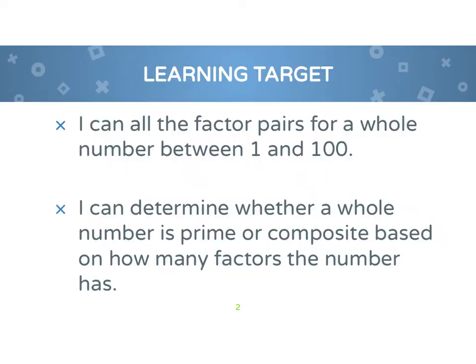We have a few new learning targets. Our first learning target is: I can name all the factor pairs for a whole number between 1 and 100. That's what happens when you type too fast. And I can determine whether a whole number is prime or composite based on how many factors the number has. So let's jump right into it today.